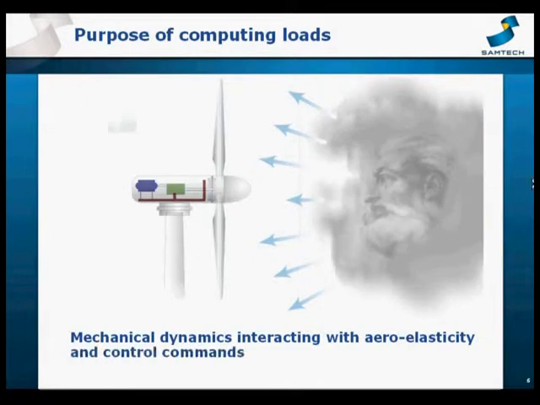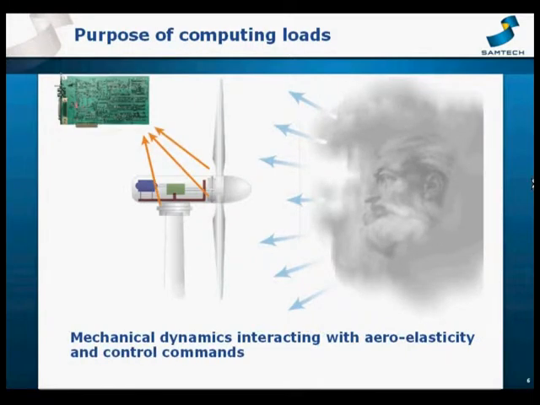Control commands are also a source of loads acting on the machine. These will have two impacts. They may apply direct loads to make the machine move via yawing or blade pitching, for example, but they will also influence the aeroelastic loads by changing the position of the machine with respect to the wind.